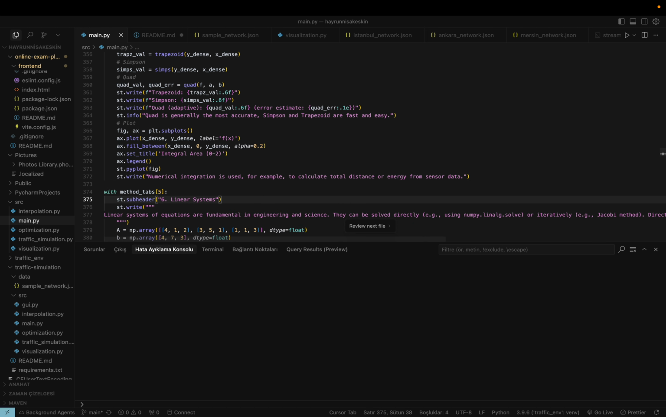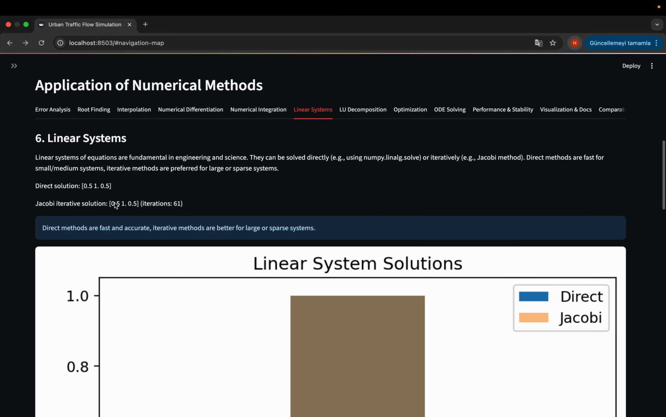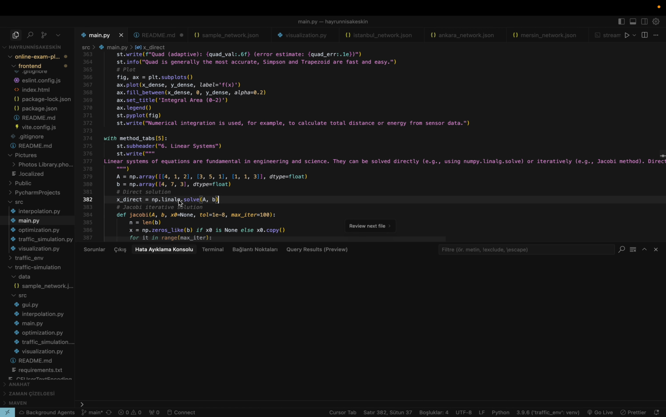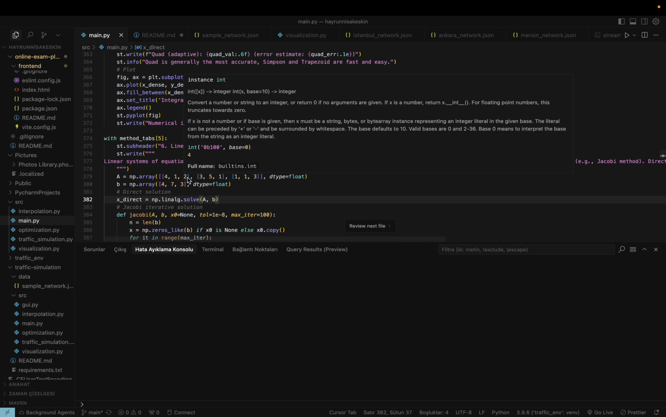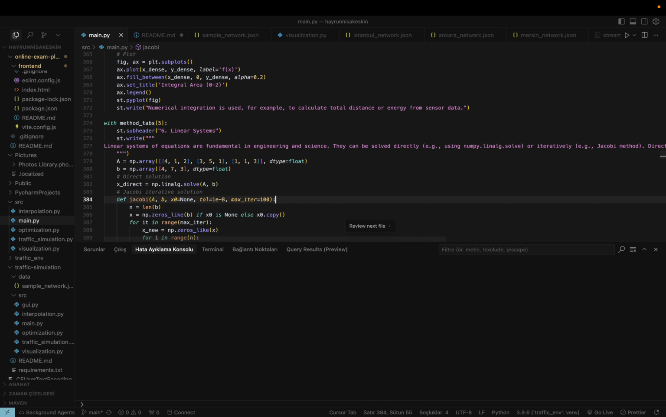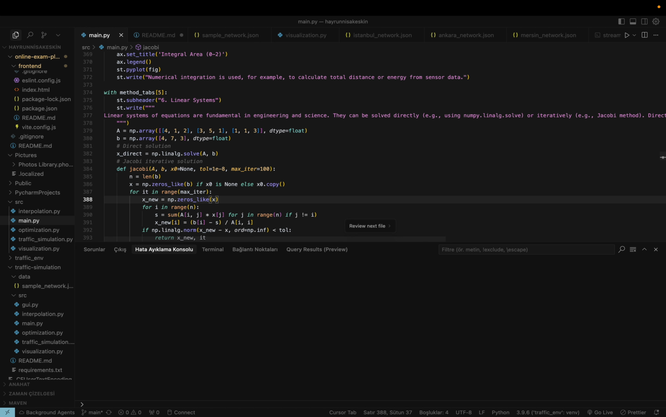And discuss the method types and linear systems. In linear systems, as you can see, there is a direct solution and a Jacobi iterative solution, and we discuss an explanation. Direct solution: A equals, B equals, np.array, with dtype. Then the iterative, Jacobi iterative solution: A, b, and x0 equals 1, and tolerance 1e-8.